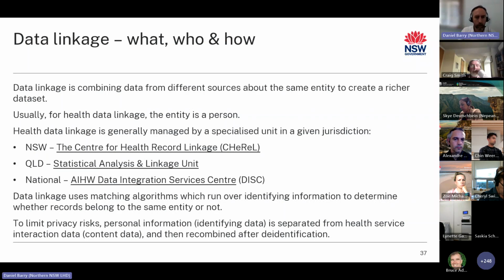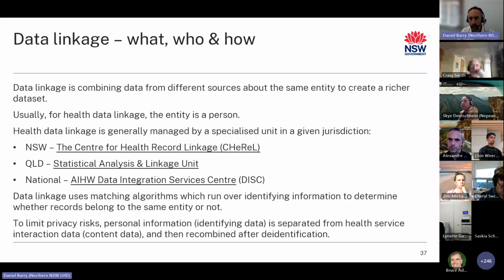Health data linkage is generally managed by a specialised unit in a given jurisdiction. In New South Wales, it's managed by the Centre for Health Record Linkage, also called the Cheryl. In Queensland, it's managed by the Statistical Analysis and Linkage Unit, which is also called Data Linkage Queensland. And nationally, it's managed by the AIHW Data Integration Services Centre.